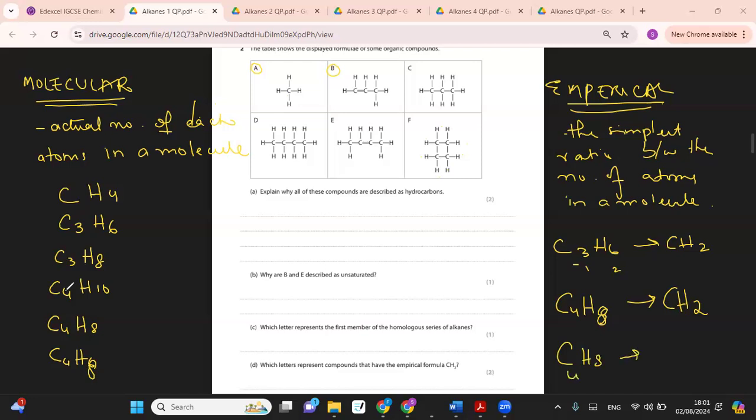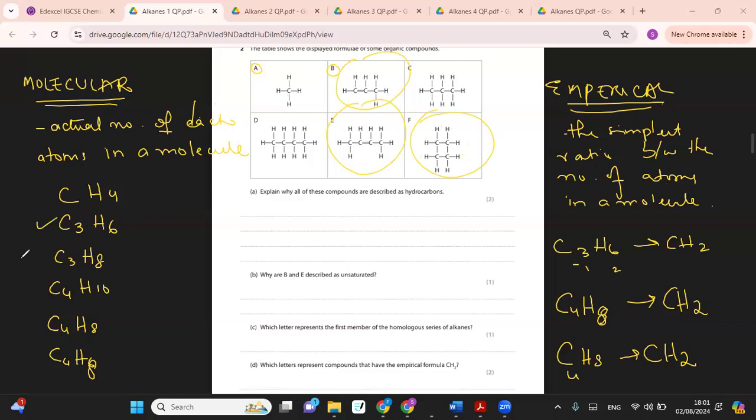Again, we can have CH2. So this is like the empirical formula. It is telling you the simplest ratio, that the ratio between carbon and hydrogen is 1:2. A molecular formula will tell you the actual number of carbon atoms and hydrogen atoms in the compound. So over here, the correct options are B, E, and F.